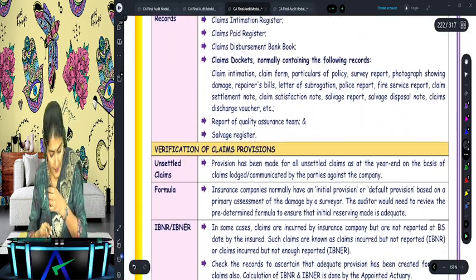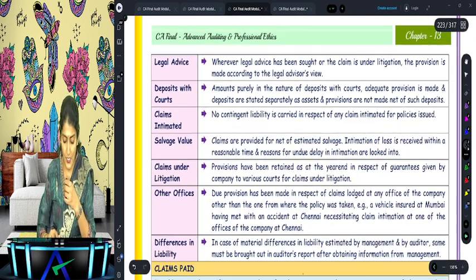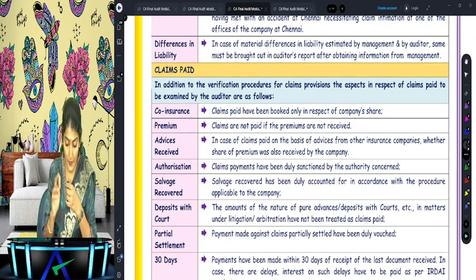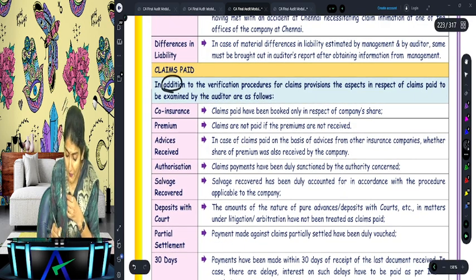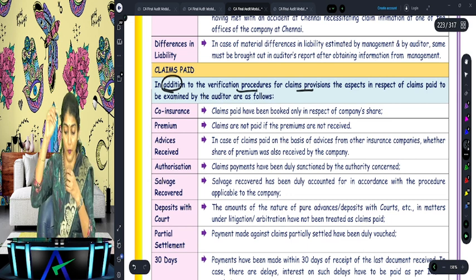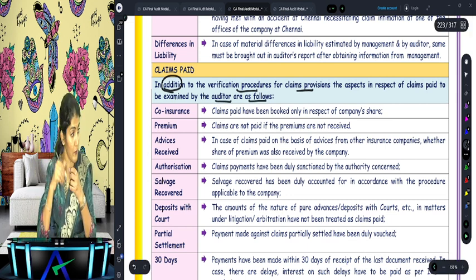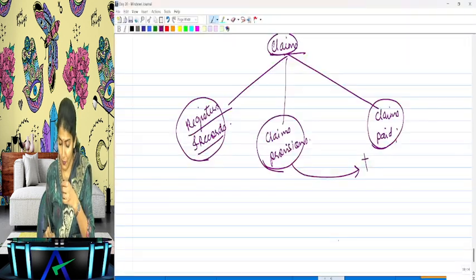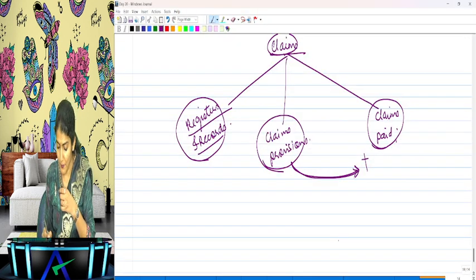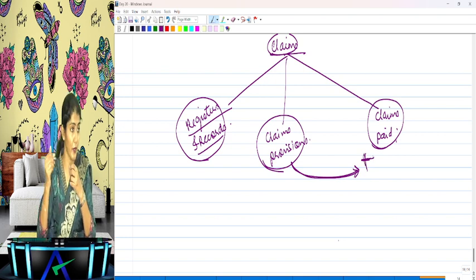Then the rest: the verification of claims provision and the verification of the claims paid. What does it say? In addition to the verification procedures for claims provision, in respect of claims paid, the auditor should examine the following points. Are you understanding that? That's why I told you all points which are there for claims provision will be there for claims paid. Yes, plus there will be some additional points over there.